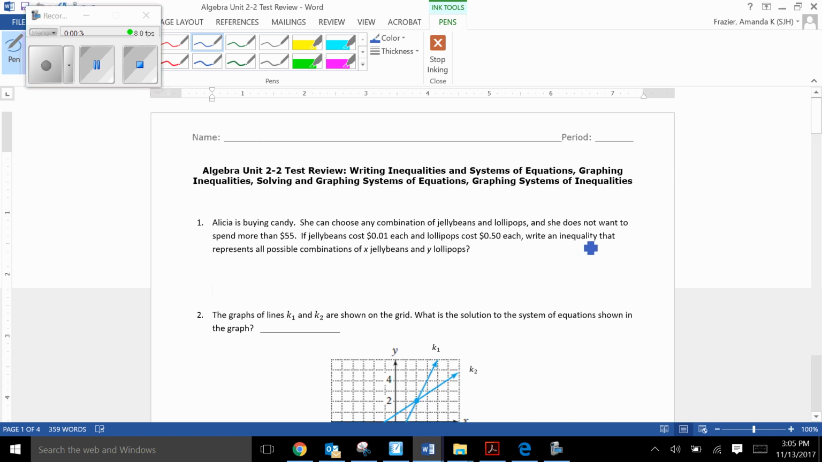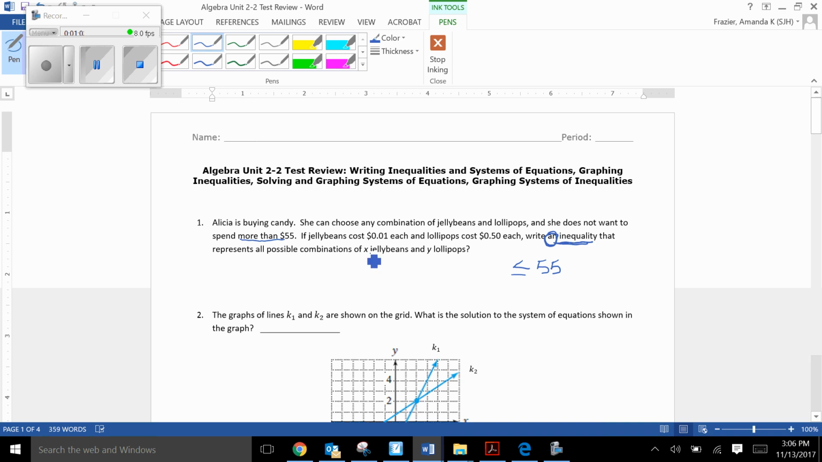Okay, so I know I want to write an inequality. And she doesn't want to spend more than, so she's wanting to spend less than or equal to $55. I also know that I'm just writing one inequality because it says write an inequality, not a system of inequalities.